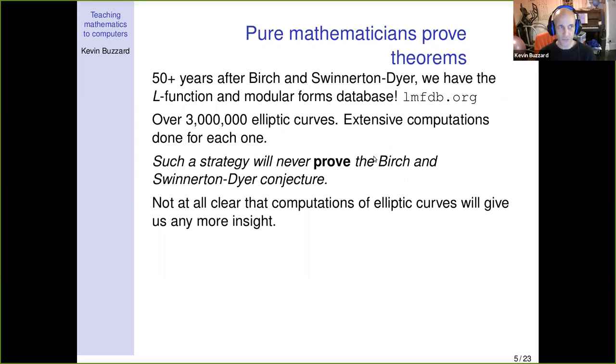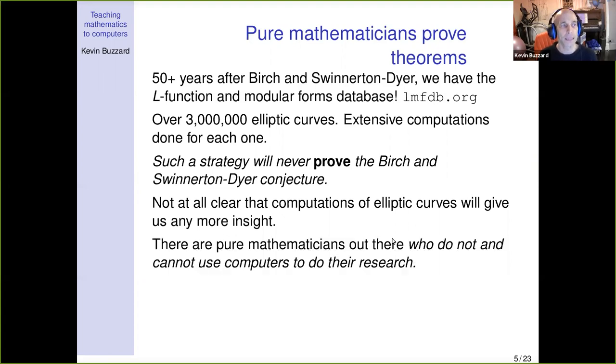So it's funny, there are people working on computations of elliptic curves, and they use computers. But people trying to prove theorems about elliptic curves, maybe this database is useless to them. So this is a funny thing. There are pure mathematicians out there who are not really affected by the computer, right? They cannot use computers to do their research.